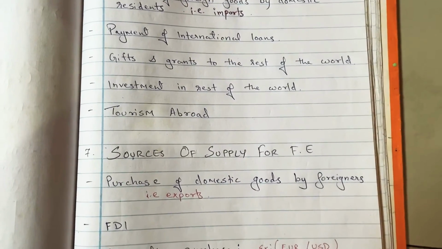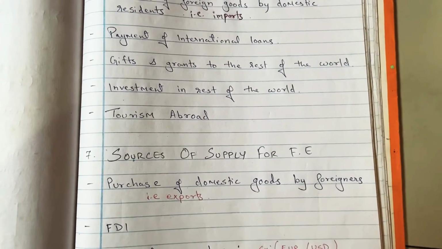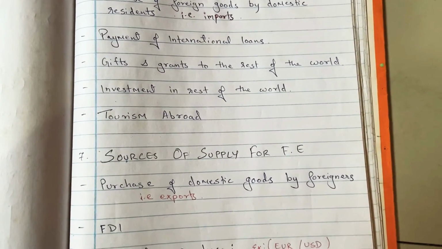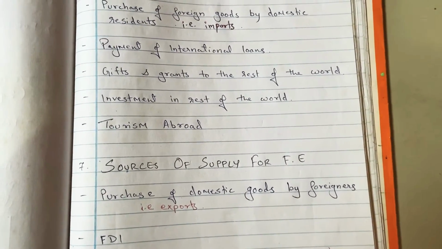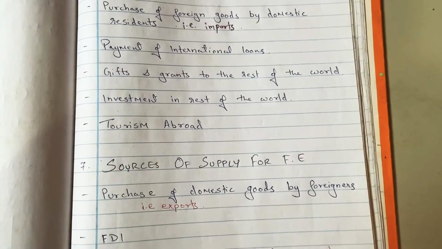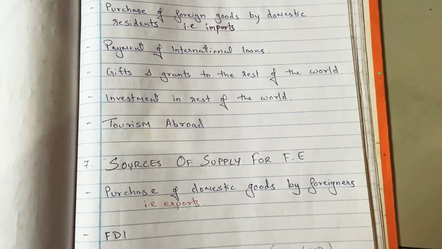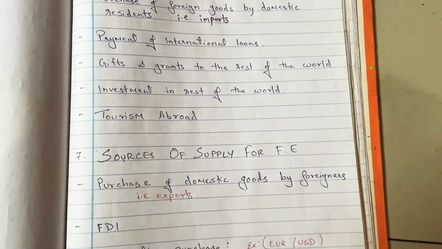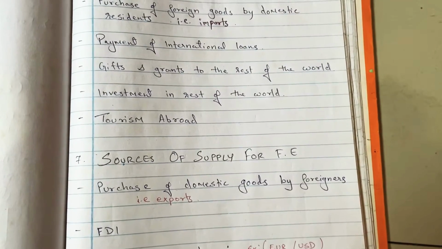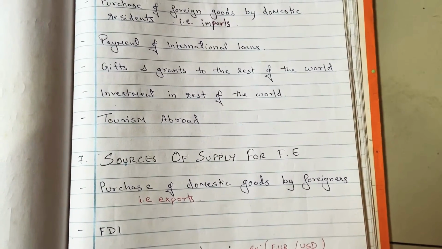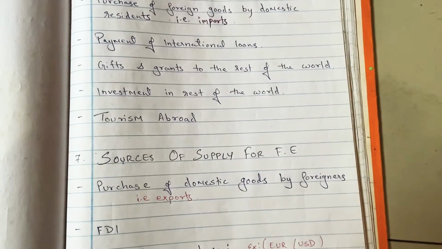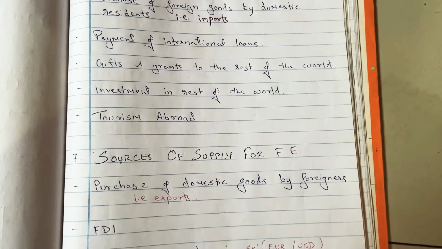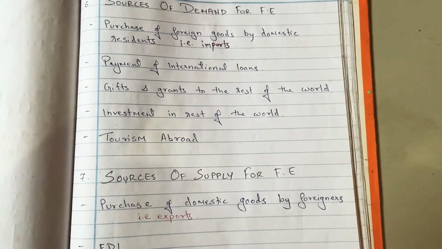The next is gift and grant to the rest of the world. For example, Nepal met an earthquake, then the Indian government went ahead and helped the Nepal government with some funds. Similarly, there are a lot of gifts that are exchanged. Next is investment in the rest of the world. If tomorrow we invest in any other country, then there is demand for foreign exchange because we have to trade in that particular currency.